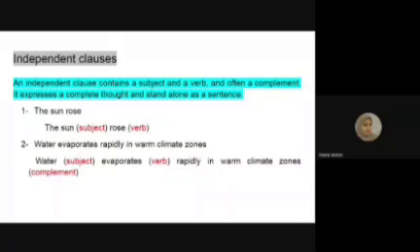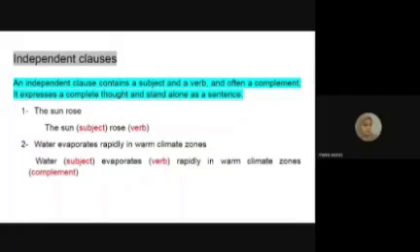So let's move on to the second example. Water evaporates rapidly in warm climate zones. So water is the subject, evaporates is the verb, and you have a complement, rapidly in warm climate zones. So here we have a subject and we have a verb, and it expresses a complete thought. It doesn't need another clause to complete the meaning. It is a fact, and the meaning is clear, and there is no need for another clause. So this is the idea about independent clauses.